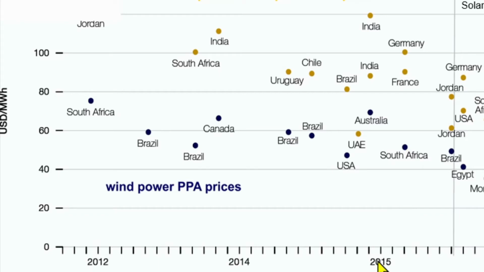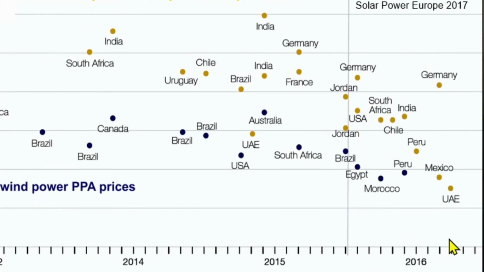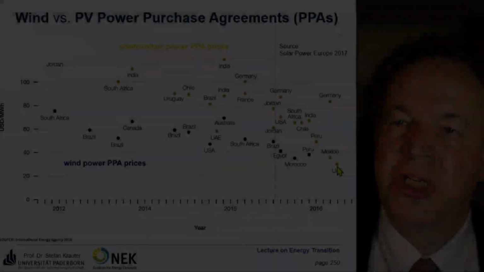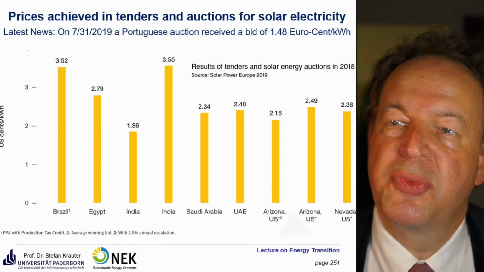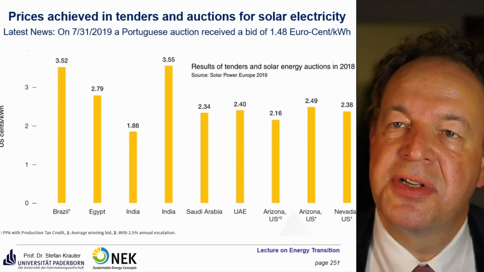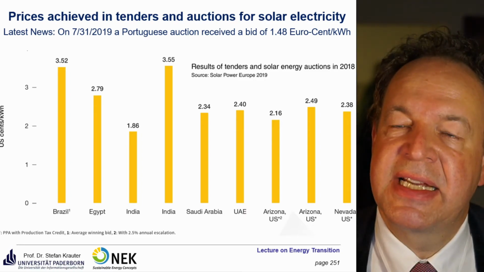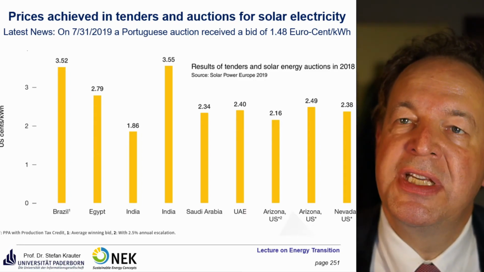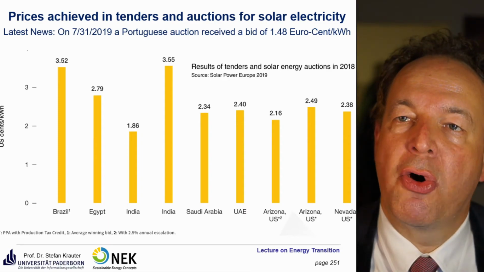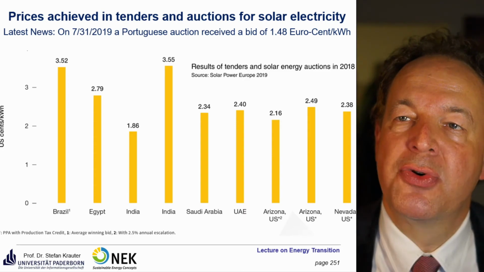If you go, for example, to the year 2015, you see that the best tenders were in the US, at about 4 cents per kilowatt hour for wind power. For photovoltaics, it was still in the vicinity of 12 cents per kilowatt hour. And you see the latest development here: in 2016, in the Emirates, you achieved about 2 cents per kilowatt hour. This one is from 2018. You see that the lowest tenders in India for photovoltaic power were in the vicinity of 1.86 cents per kilowatt hour. If you go to the year 2019, there was a Portuguese auction bid of 1.48 euro cent per kilowatt hour.